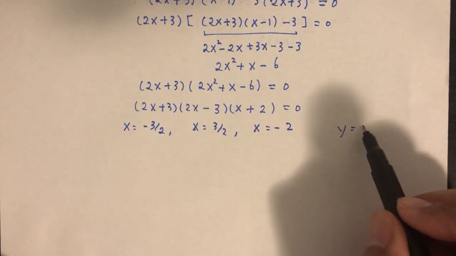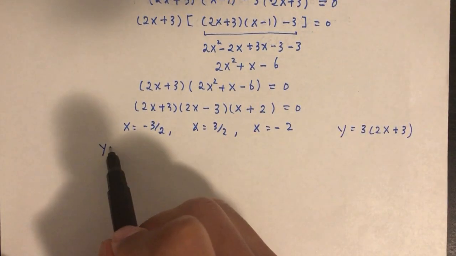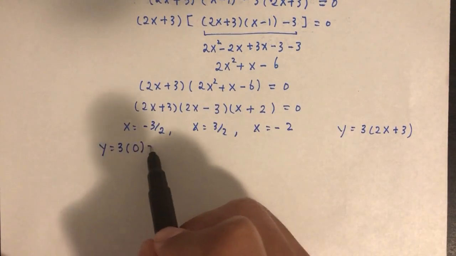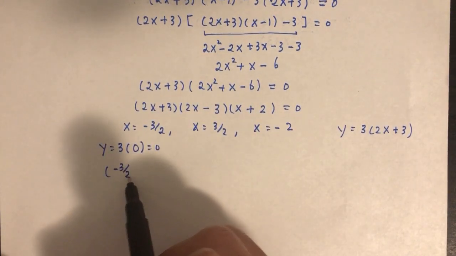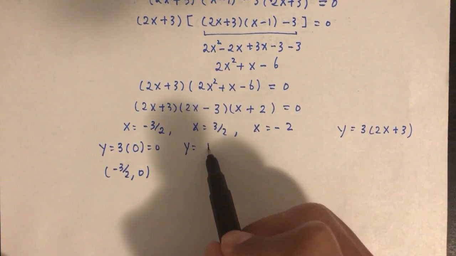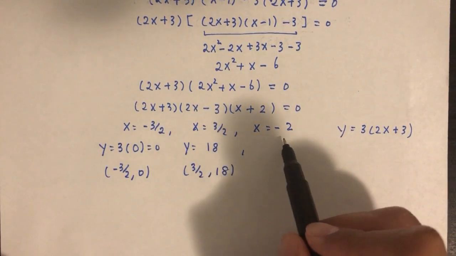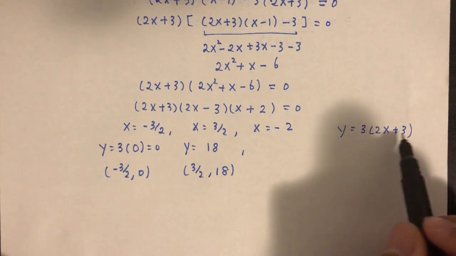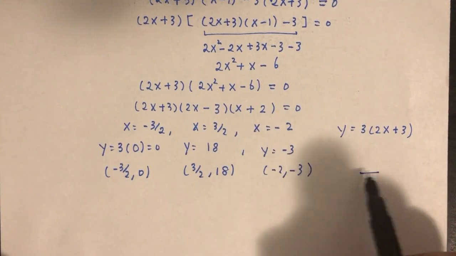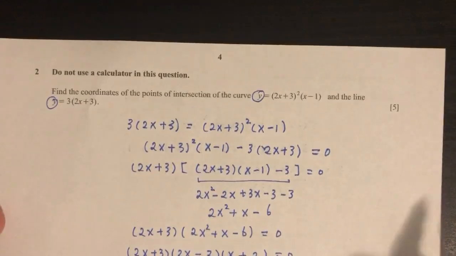Using y equal to 3(2x plus 3), find the value of y. So y will be 3 times, 2 times minus 3 over 2 plus 3, that will be 0. First point is minus 3 over 2, 0. And this one will be what? 3, 6, 18. That will be 3 over 2, 18. And this one will be minus 2, so y will be minus 3. So minus 2 and minus 3. So these will be the 3 points of intersection for these two. That will be question number 2.